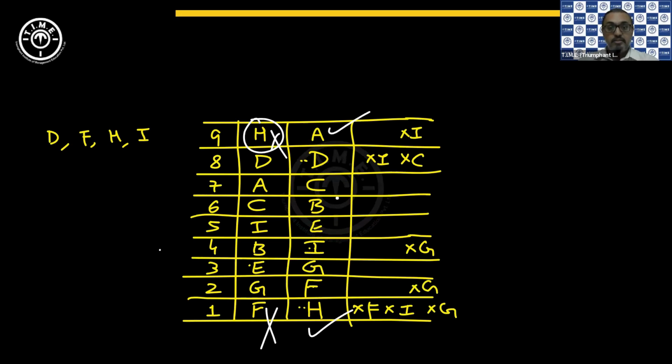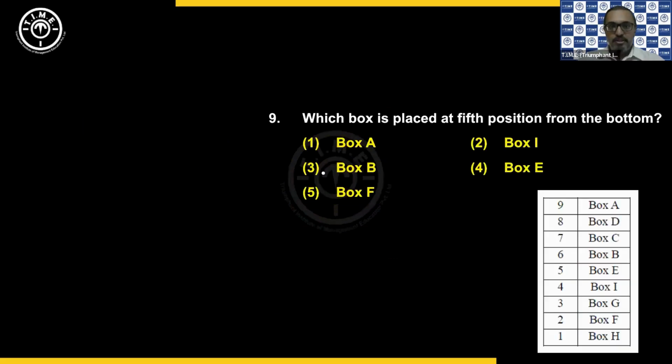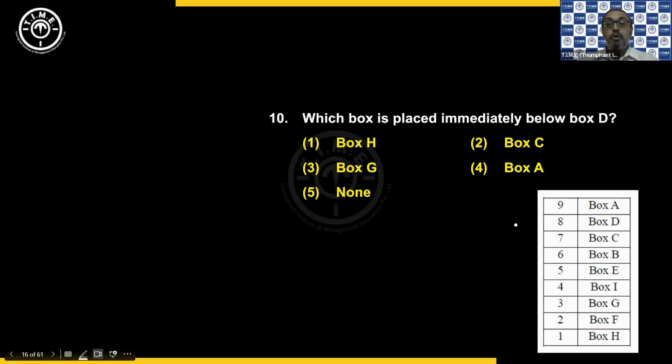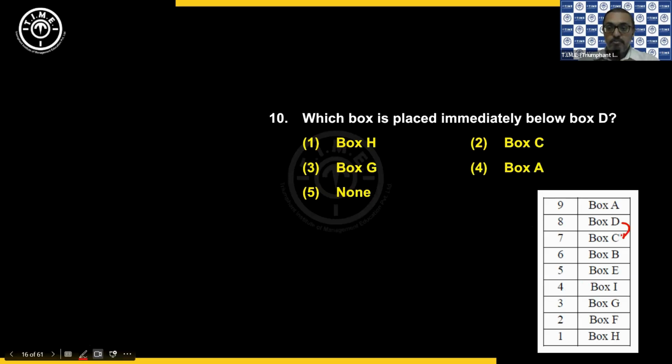Right. So now basing on this, let's have a look into the questions. So we have the arrangement here. Now, which box is placed at the 5th position from the bottom? So fifth position from the bottom, which is the box you have, it is E. And E is available in fourth option. Then which box is placed immediately below D? So immediately below D, which box is placed? It is C. And C is given in option 2.